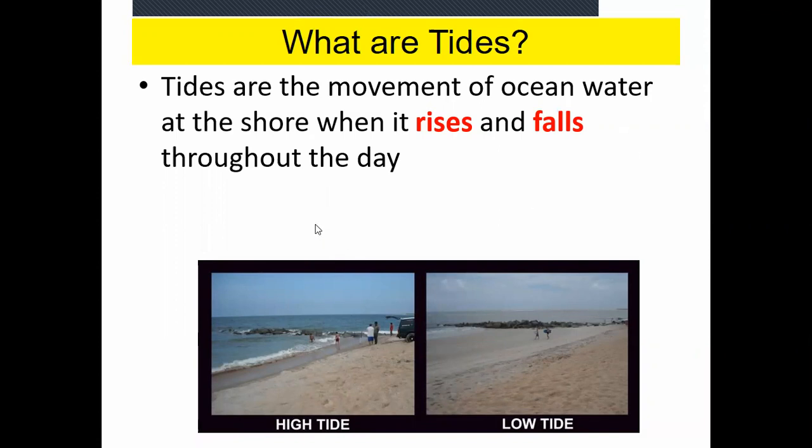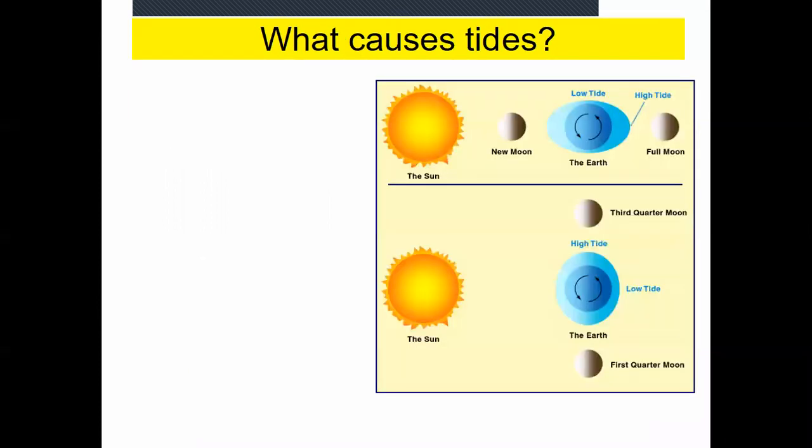Okay. And it happens during the day. So how many high tides and low tides do we have? How many do you think? 2. 2, yes, 2 of each. So we have 2 high tides and 2 low tides a day. They happen every 6 hours.